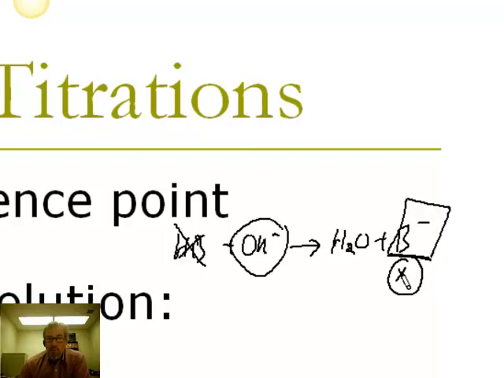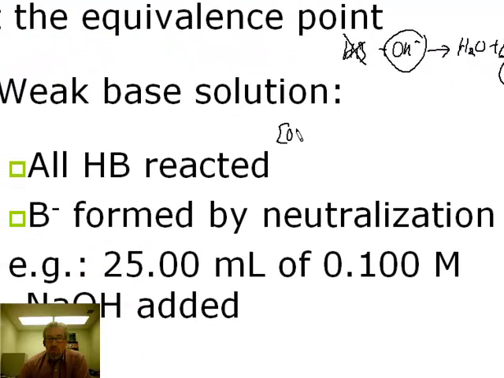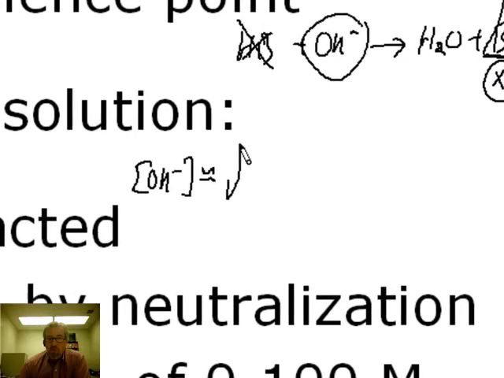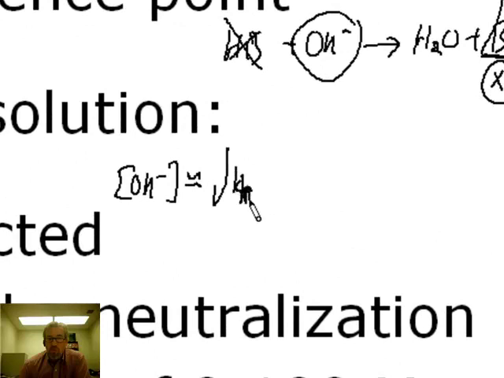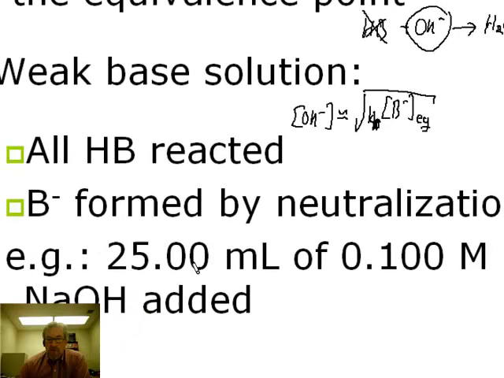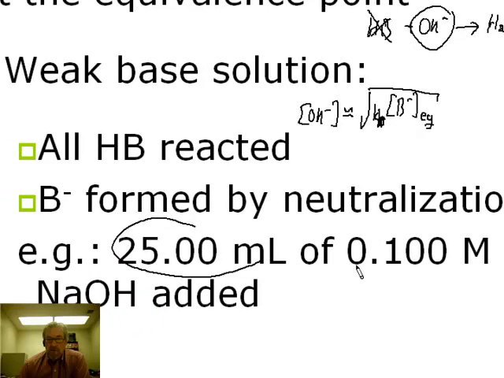How are you going to find the pH of a weak base solution? Well, we know that the OH minus concentration in a weak base solution is always going to end up being the square root of Kb times the original concentration of the weak base, or in this case, the equilibrium concentration of the weak base. So we can figure that out. So here's our example problem. We have now added 25 milliliters of 0.1 molar NaOH, which is just enough to neutralize 25 milliliters of 0.1 molar acetic acid. What is the pH here?